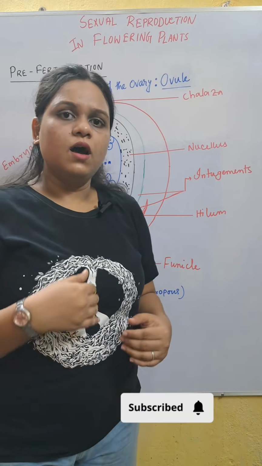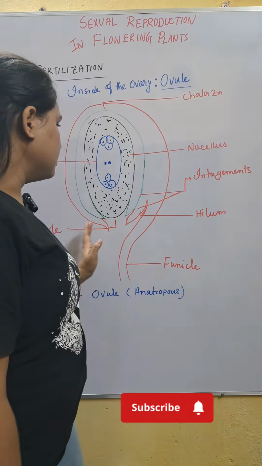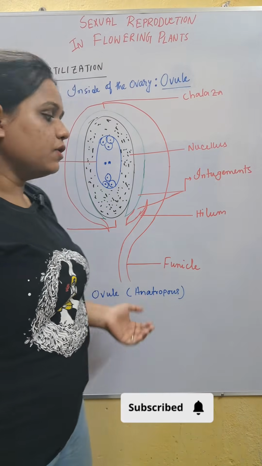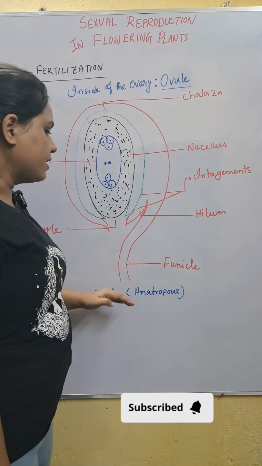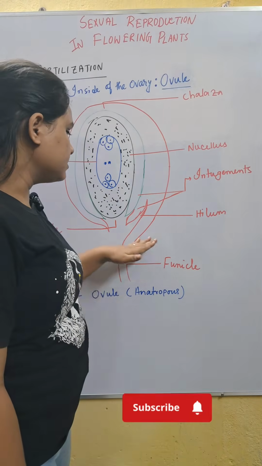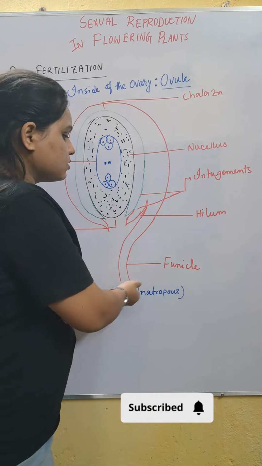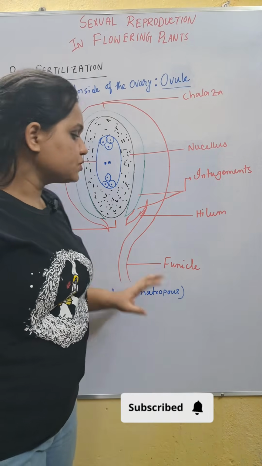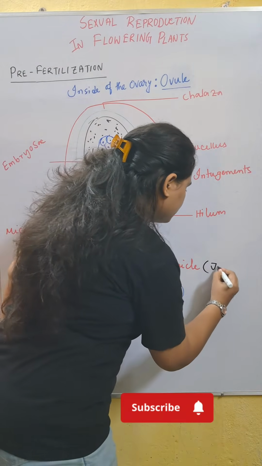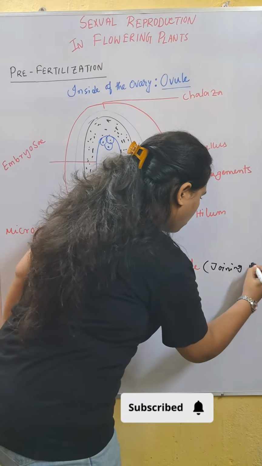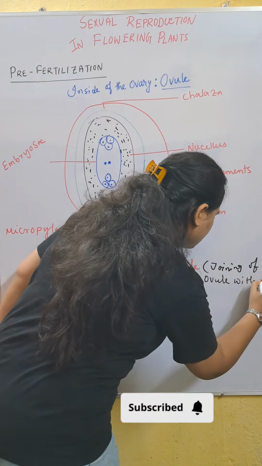Mainly there are 4 types of ovule which can be found, but in most cases the ovule is anatropous in nature. Here are various structures starting from the funicle. The funicle is the stalk that joins the ovule with the base or wall of the ovary. So it has a function, that is joining the ovule with the ovary wall.